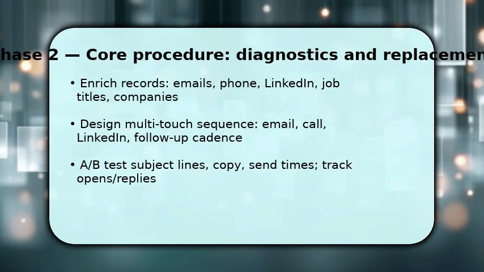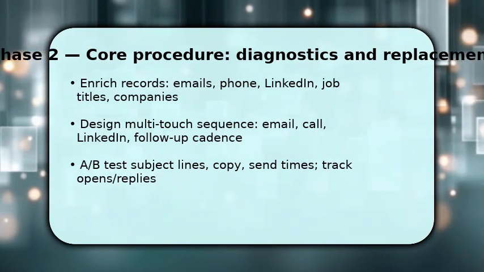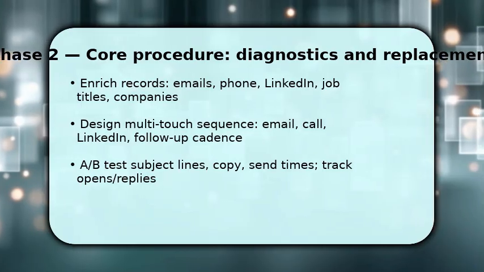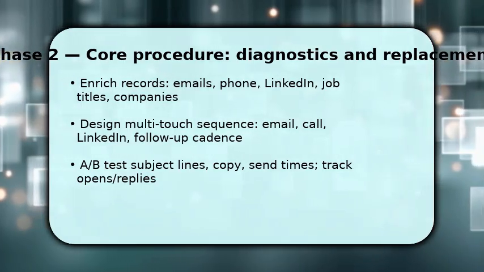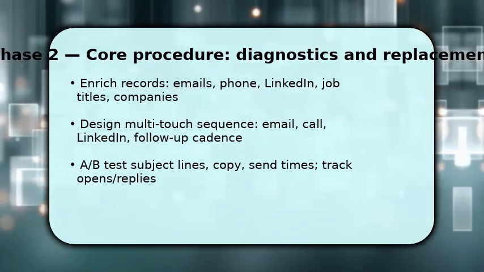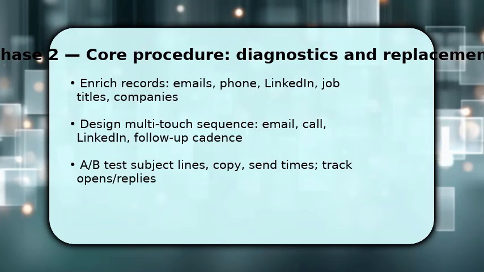Next, enrich and qualify your list so each record is contact-ready. Verify email quality, add phone numbers and LinkedIn profiles, and confirm job titles. Then build a multi-touch sequence.